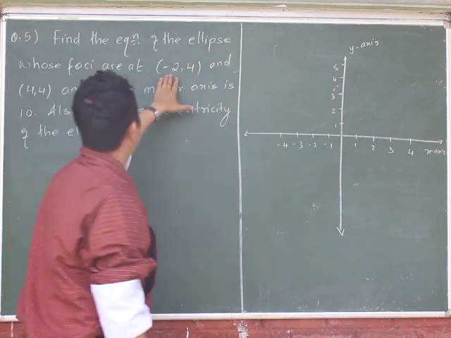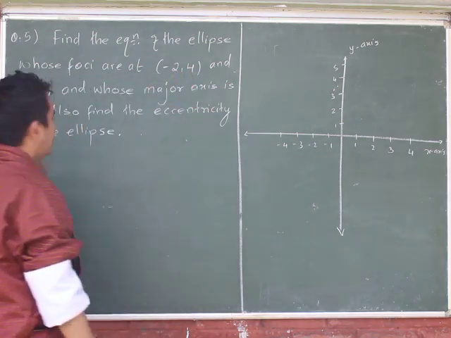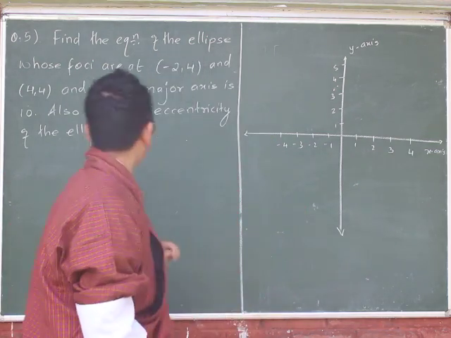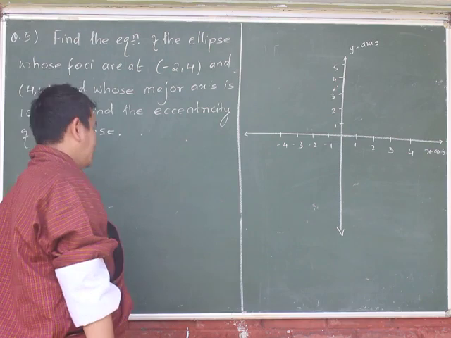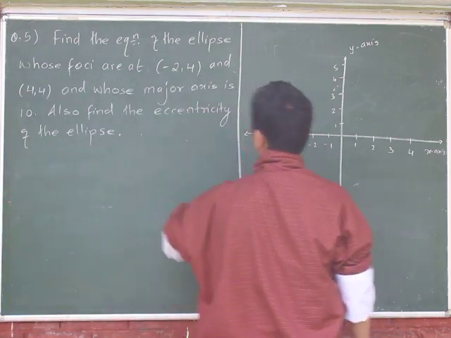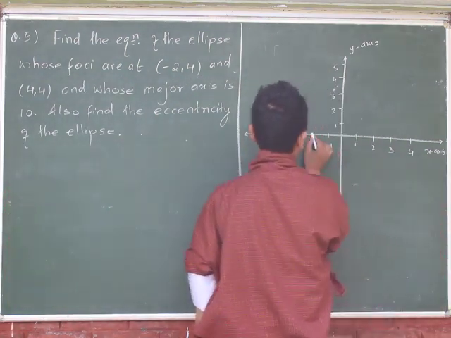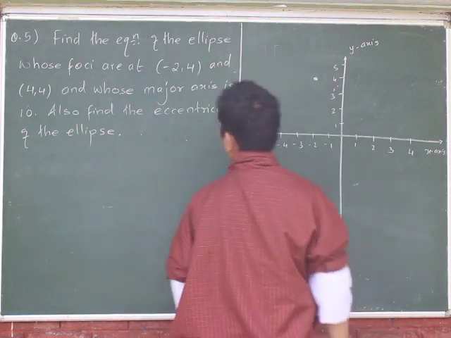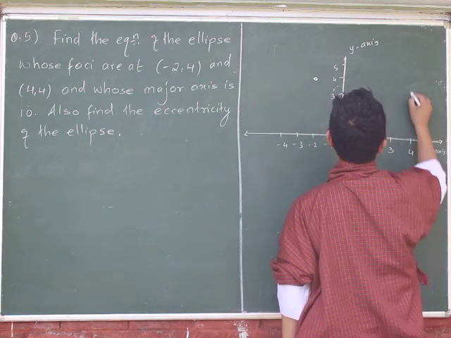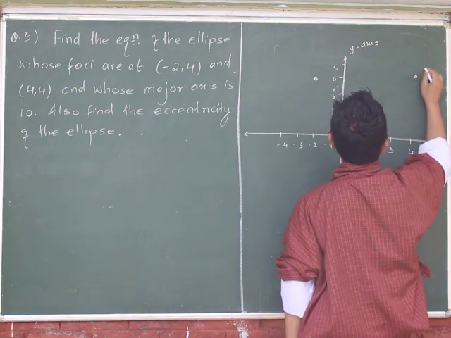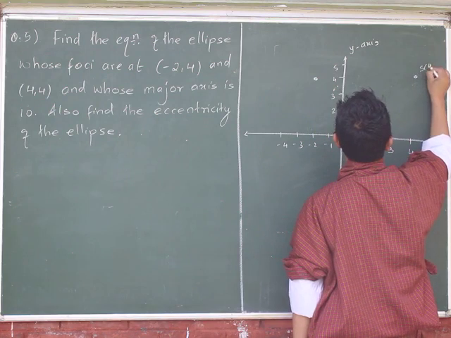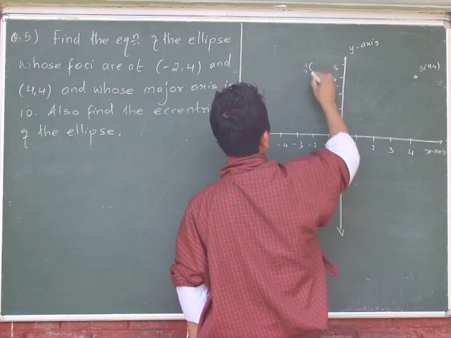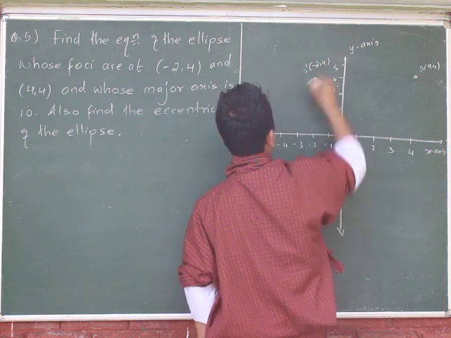The foci points are given: negative 2, 4 and 4, 4. In an ellipse, we have two focus points, so it becomes foci, and whose major axis is given as 10. Anyhow, let me first plot the focus points. One is negative 2, 4, somewhere here. Another one is 4, 4, somewhere here. Let me take this focus point as 4, 4, and the other focus point, S dash, as negative 2, 4.